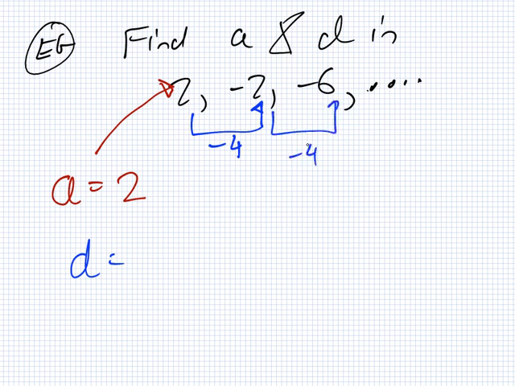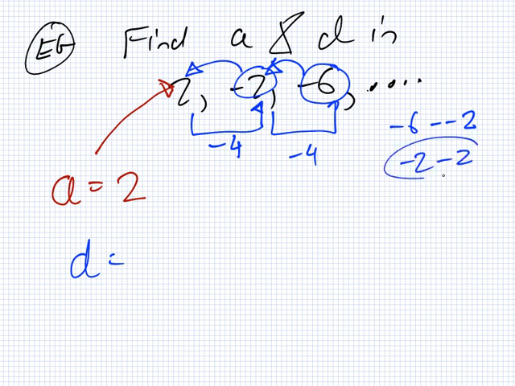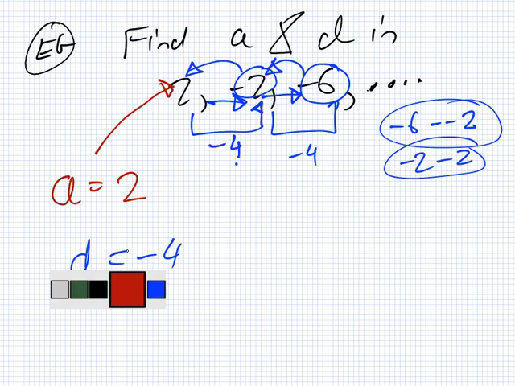If you want to know how to find the -4, it's easy. You take any number and minus its neighbour. So we can see here it's -6 minus -2. Or you could take -2 and minus its neighbour, 2. In both cases you get -4. -4 is what you add to this to make it become -2. -4 is what you add to this to make it become -6. So D is -4 here. Okay, write that down and we'll have a look at another example.